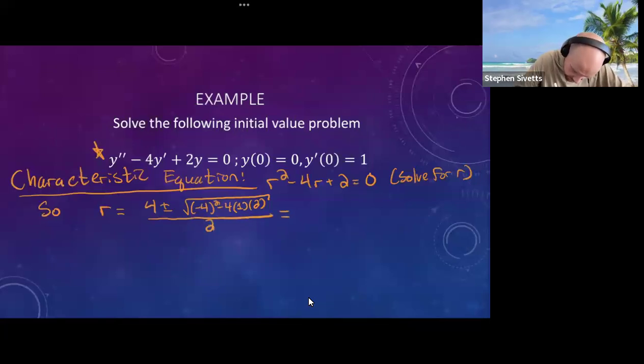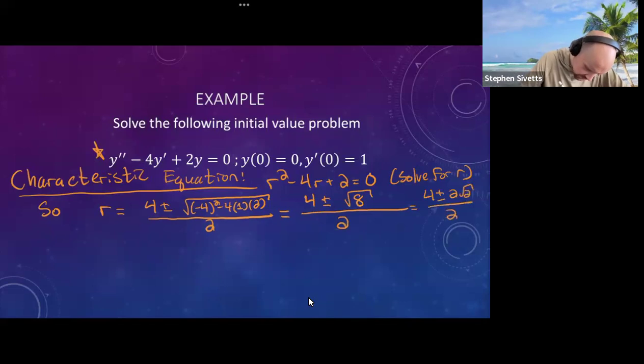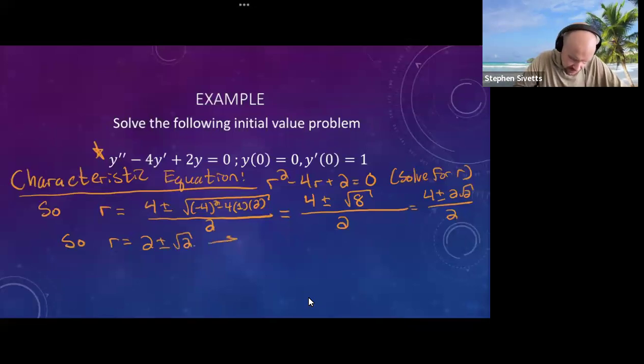By the quadratic formula, this equals 4 plus or minus the square root of 16 minus 8, over 2. And so this would equal 4 plus or minus 2 root 2 over 2. And so we'll have that r is equal to 2 plus or minus root 2. Notice here, these are two distinct real roots.